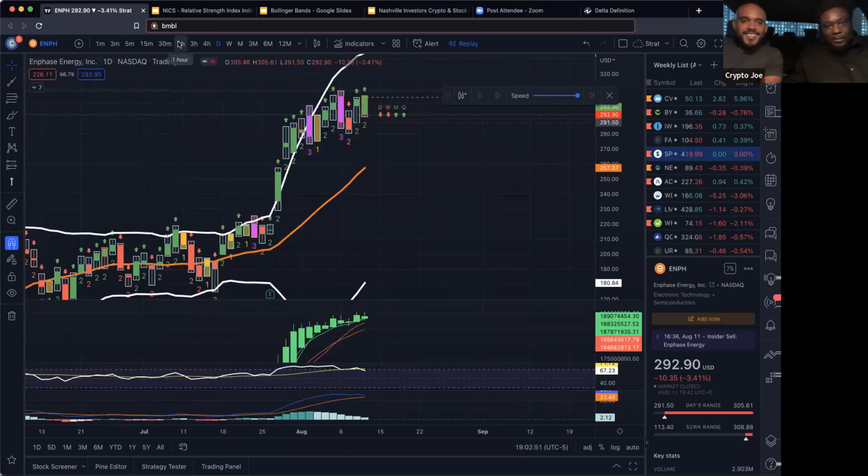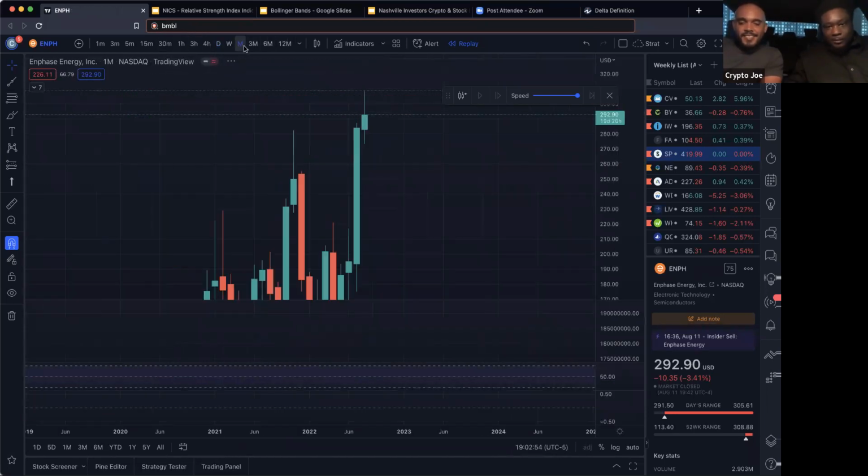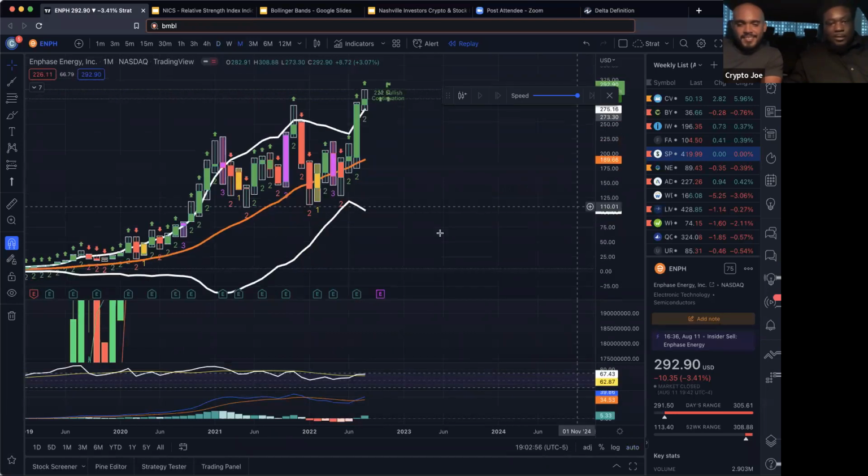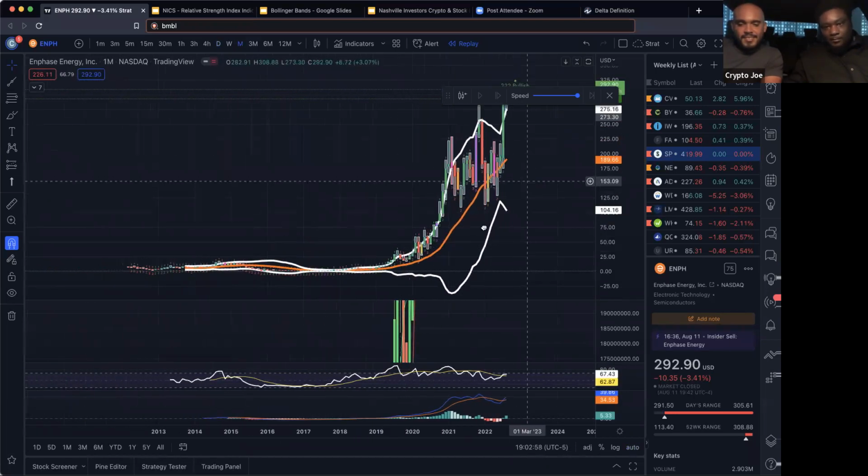Let's look on this hourly. Really, let me look on a monthly, see what kind of direction we're in. All right, so we had an all-time high.